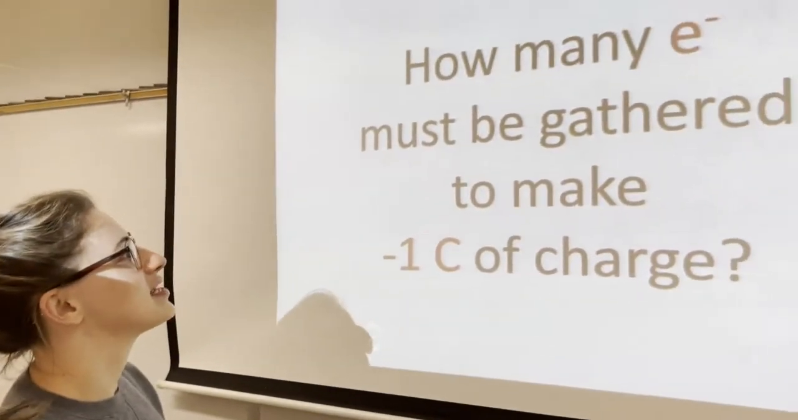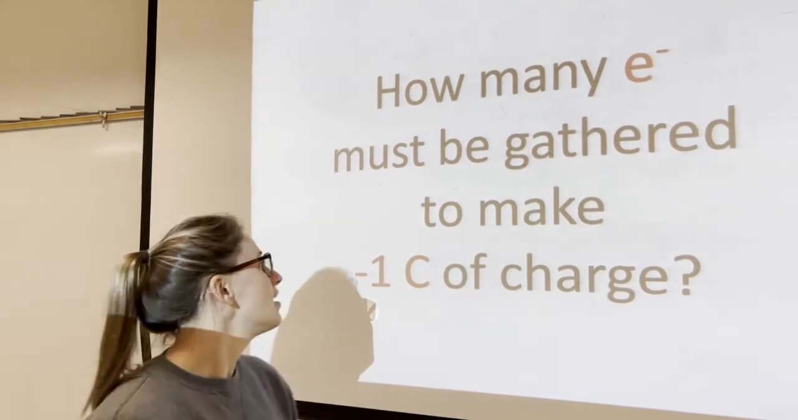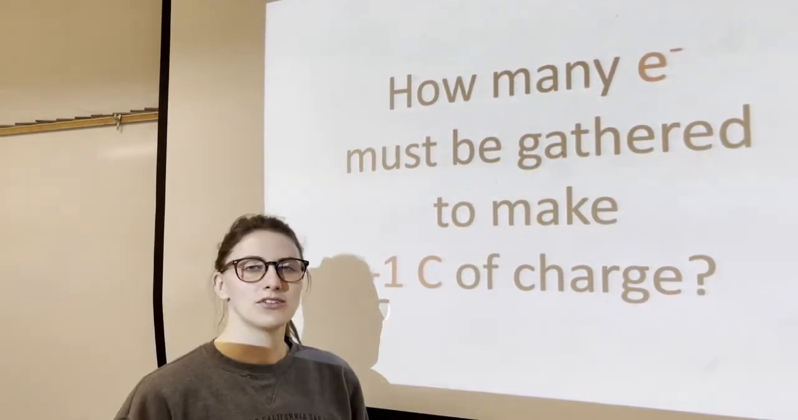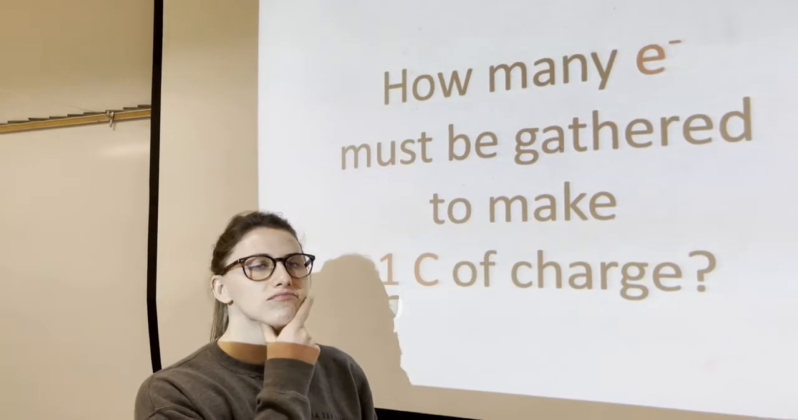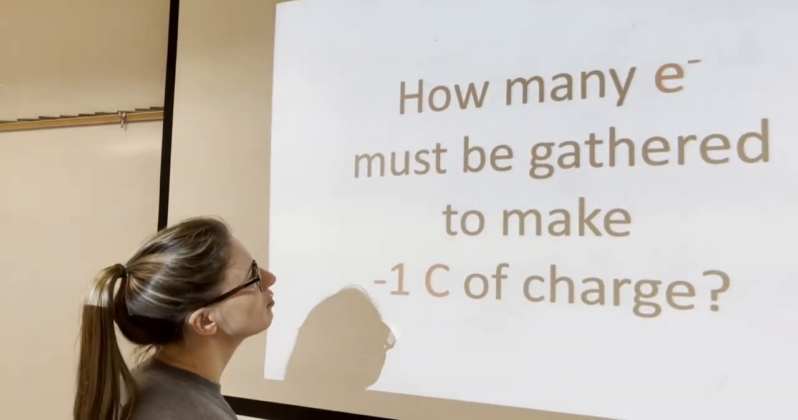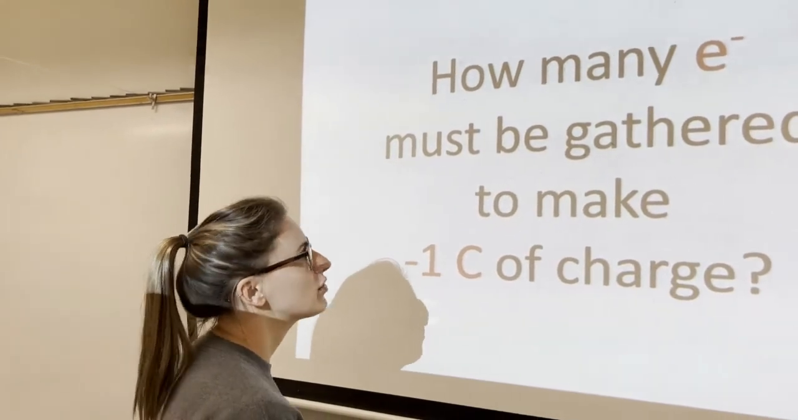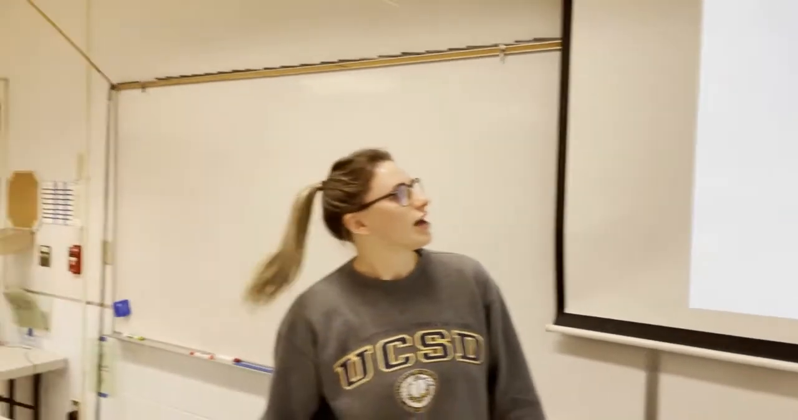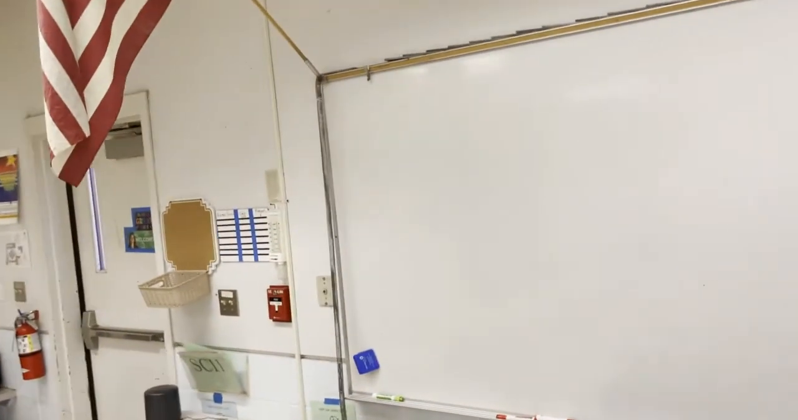How many electrons must be gathered to make -1 coulomb of charge? Okay, this is a definition here, and you have it in your notes. Can you find it in your notes? Can you find it? -1 coulombs of charge. Now, let's go ahead. Why don't you write it on the board?